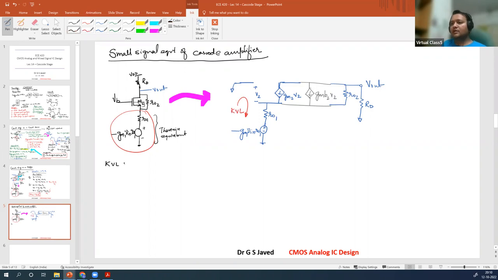So, KVL at input loop. What is that? Zero is equal to V2 plus the current through this source device plus the current here. So what will be the current that is flowing here? First thing is, V2 minus, where is Vout? Vout by RD, that is going to be the total current. Let me simplify this. So IL is equal to Vout by RD. ID is equal to minus IL. Correct? Now this ID is the current that is flowing here. So this is ID times R1.